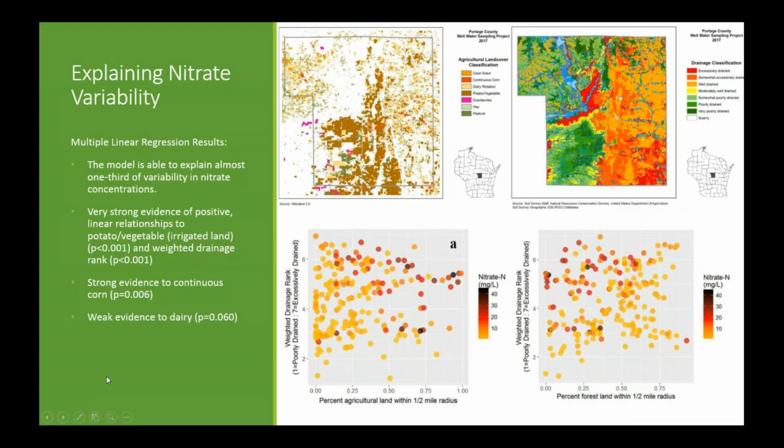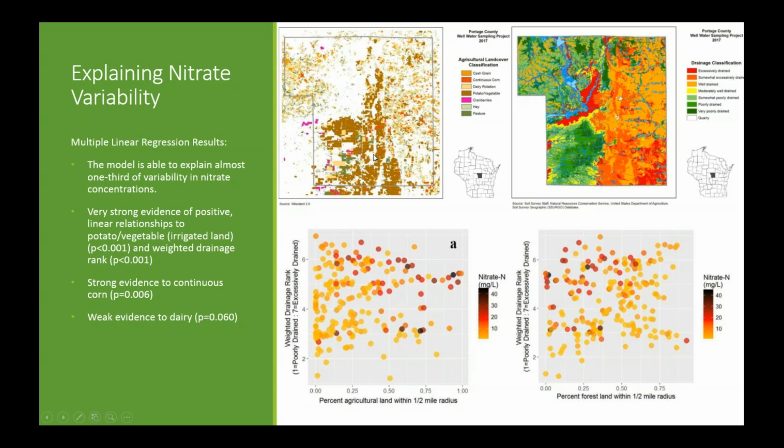These are some of the results from that Portage County study. The nice thing about having samples spatially distributed across the county is it gives you some idea of what the major contributing factors to groundwater quality are. The factors that we're looking at here are trying to explain the differences in nitrate variability. And what we determined when looking at all the different land uses was that agricultural land, as well as the soil drainage classification, were the dominant drivers of nitrate differences in Portage County.